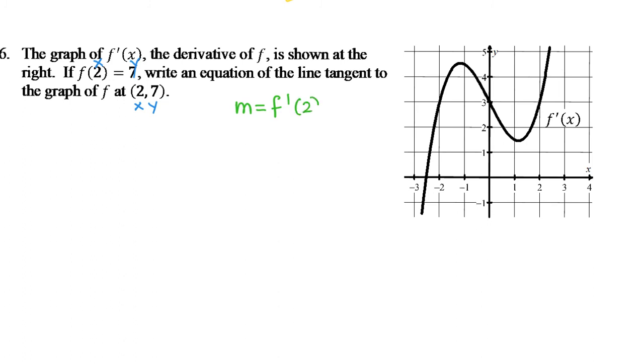Now the graph of f prime is graphed here. So if I go to x is 2 on this graph, that means f prime of 2 equals this. And that's why they gave me the graph. So f prime of 2 is equal to 3, which is my slope. Now I can write the equation. It's going to be y minus the y value equals the slope times x minus the x coordinate. And that's my equation in point slope form.